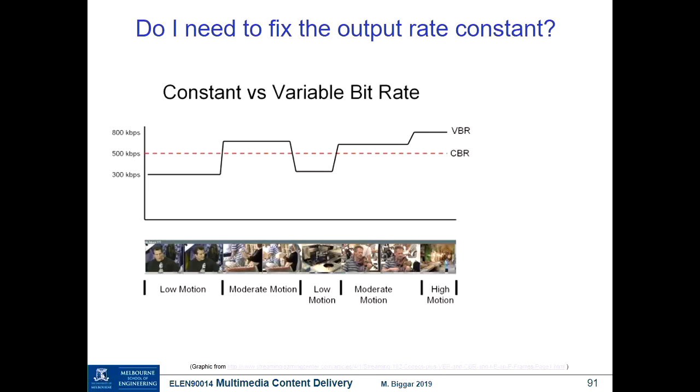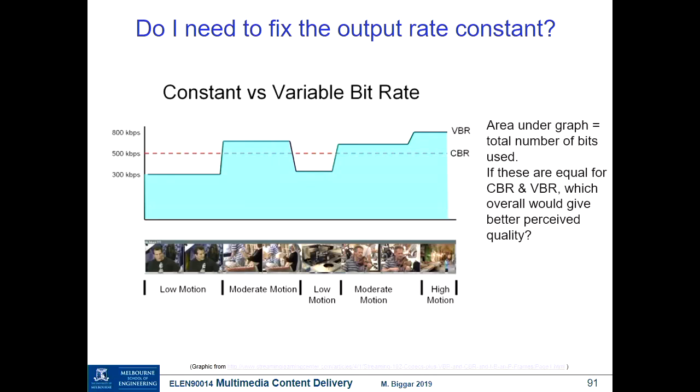So let's just assume that the area under the graph is the same. The area under the graph gives us our total number of bits, right? It's bits per second times seconds. So if those two areas were the same under the dotted line and under the solid line, which do you think would give the better overall perceived quality? Or do you think you can draw a conclusion about that or not?